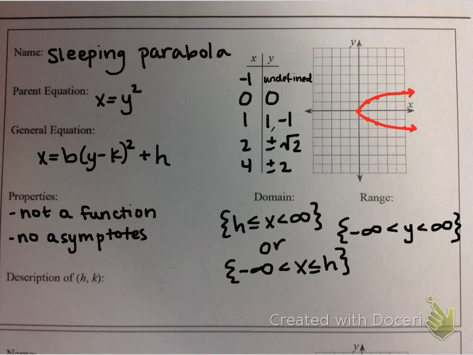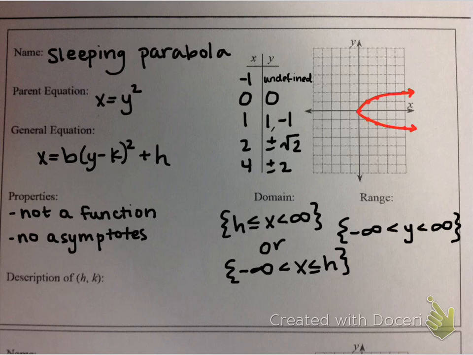And if you look at our domain, in this particular graph, h is the furthest left point on the graph, and it goes on for infinity to the right. If we flipped this graph, it would go on towards negative infinity, and the highest x value it would have would be at its h point. And that is the x coordinate of the vertex. So that makes sense for our domain. Remember, domain talks about how far in the x direction we go.